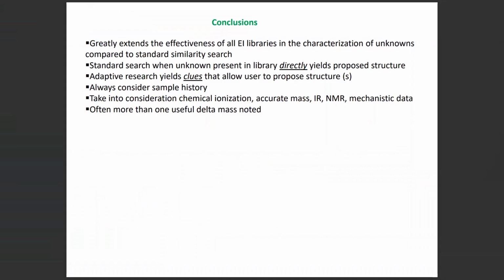So in conclusion, the adaptive search greatly extends the effectiveness of all EI libraries in the characterization of unknowns compared to the standard similarity search. The standard search, when an unknown is present in the library, directly yields a proposed structure. In contrast, the adaptive search yields clues that allow the user to propose structure or structures.